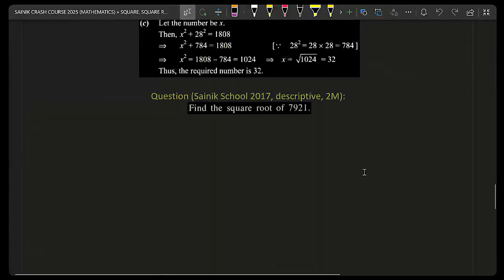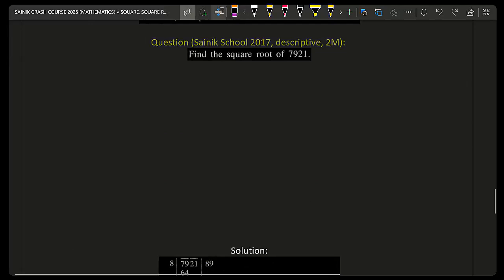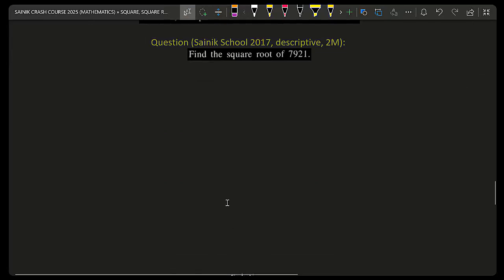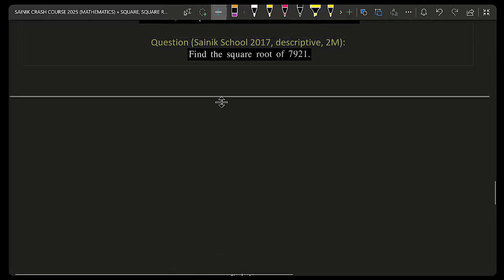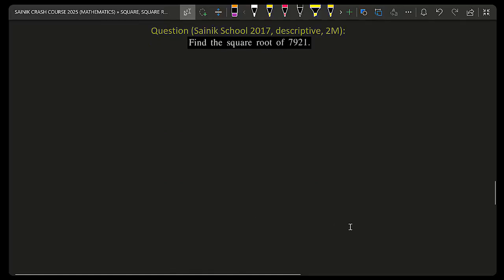We were discussing squares and square roots and we completed this problem. So all of you try the next one. Find the square root of 7,921 in long division method.